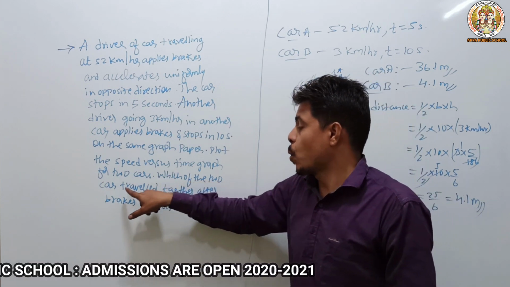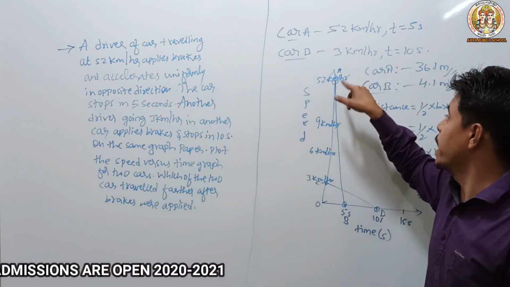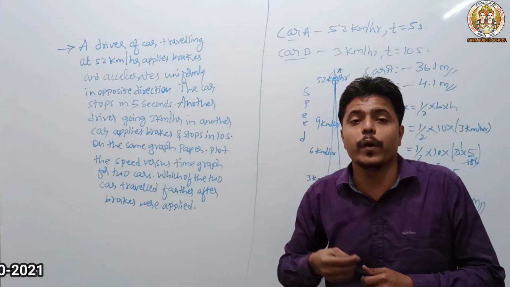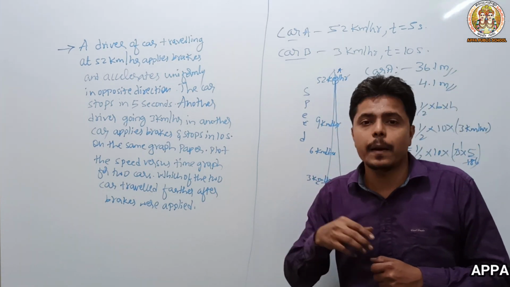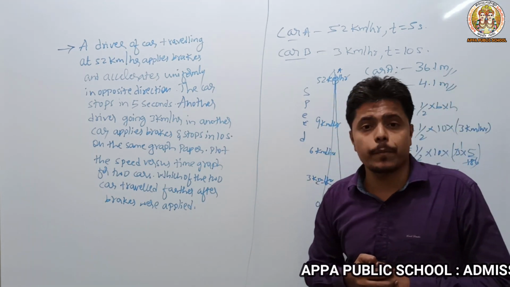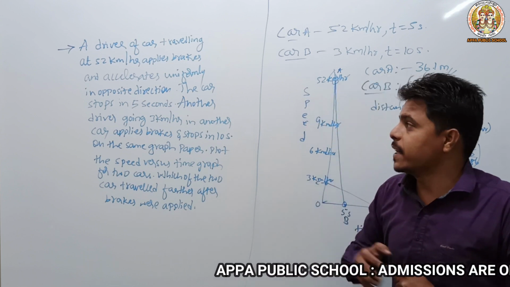Which of the two cars has traveled farther, you have to write: car A has traveled 36.1 meter. It is moving a longer distance than car B when brakes were applied. Okay, so this is also one of the questions from the exercise. Very simple question.